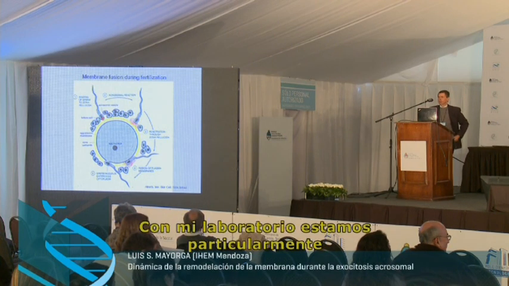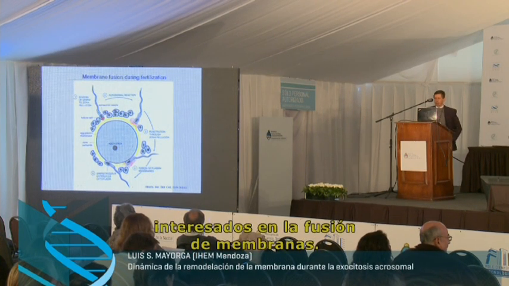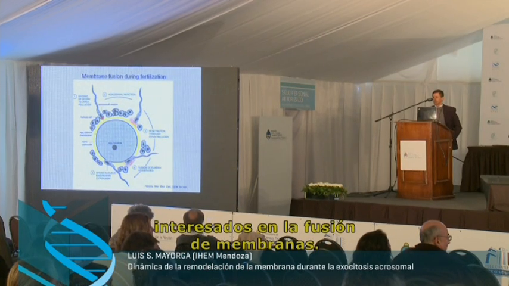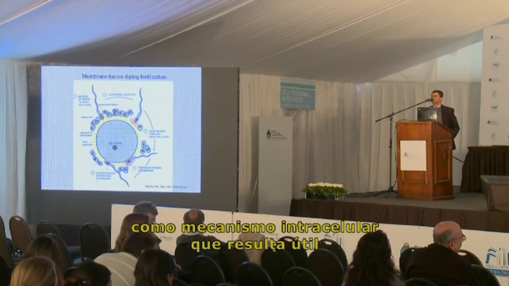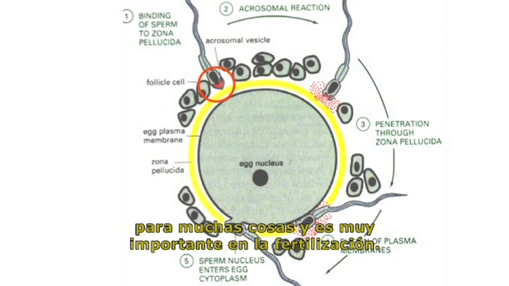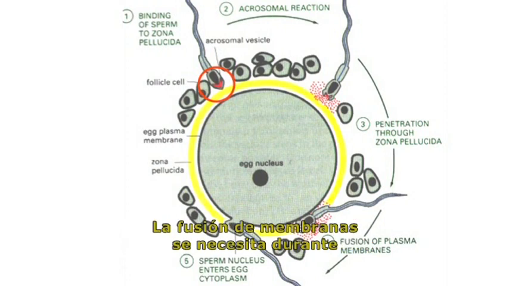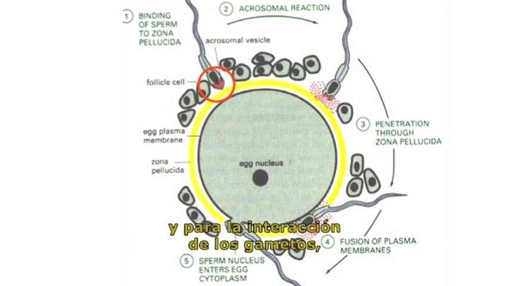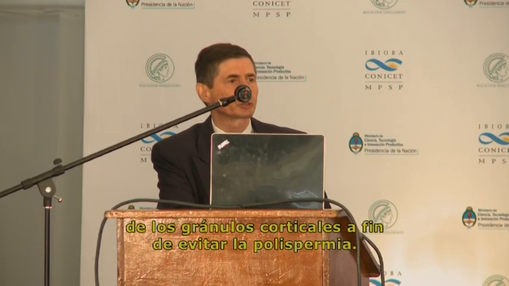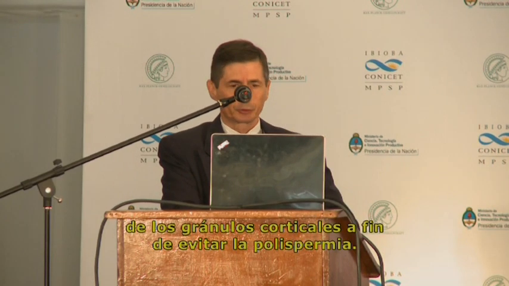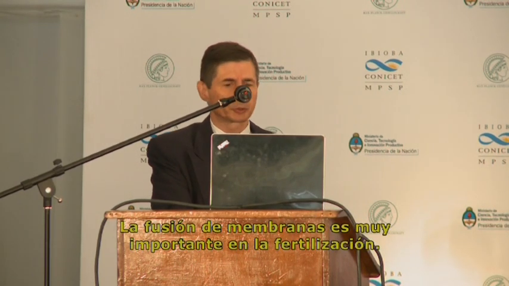What we are particularly interested in my lab is membrane fusion as an intracellular mechanism that is useful for many things, and it's very important for fertilization. You need membrane fusion during the exocytosis of the acrosomal granule, and you need membrane fusion for the interaction of the gametes to form a new organism. You need to release the content of the cortical granules to avoid polyspermia. So membrane fusion is central in fertilization.